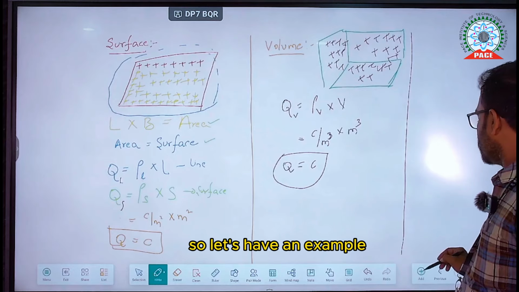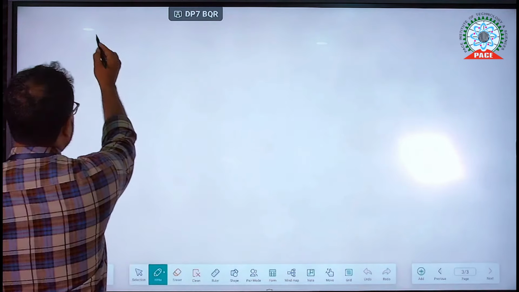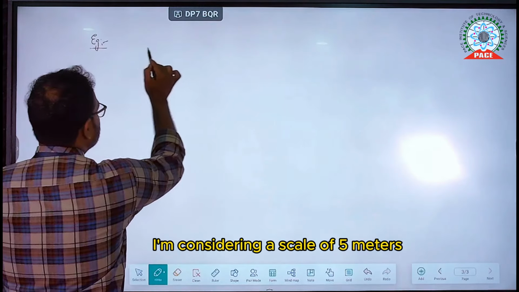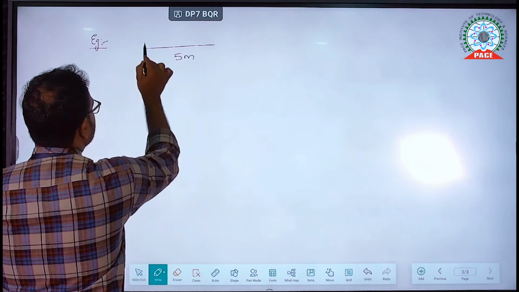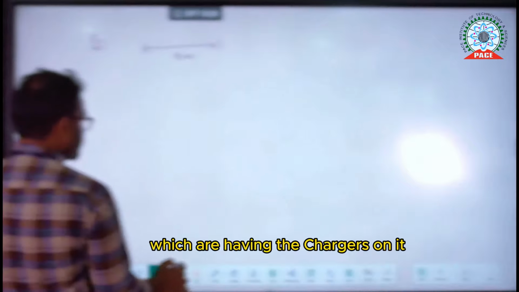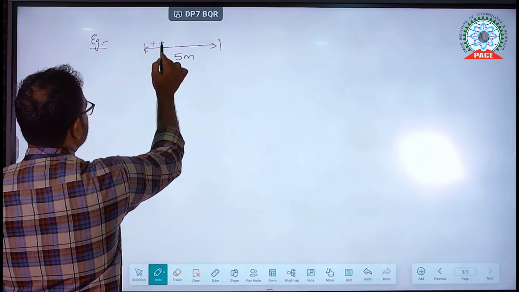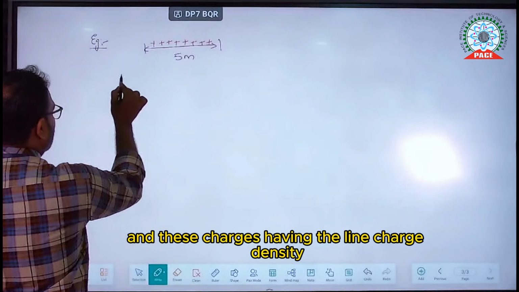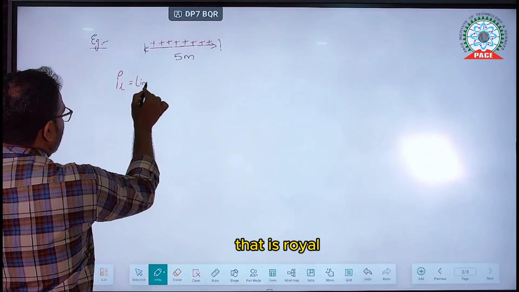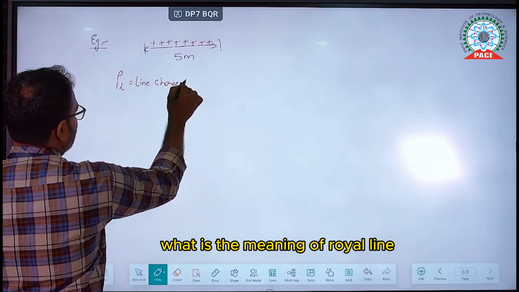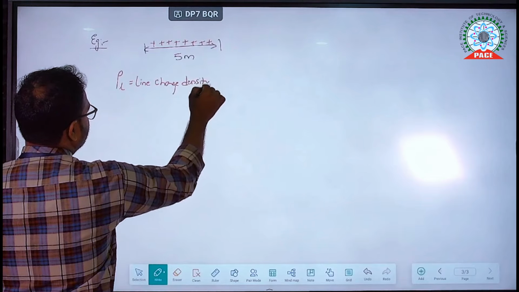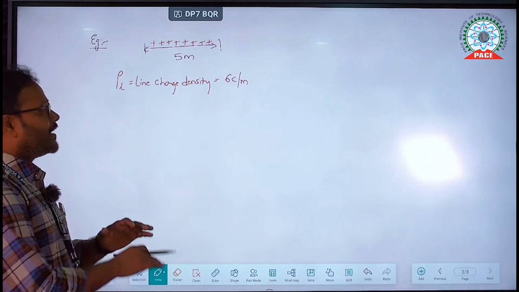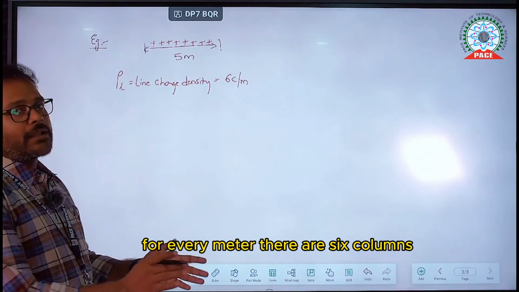So let's have an example. I am considering a scale of 5 meters which has charges on it, and these charges have the line charge density, that is rho L. What is the meaning of rho L? Line charge density is 6 coulombs per meter. The length of the line is 5 meters. For every meter there are 6 coulombs.